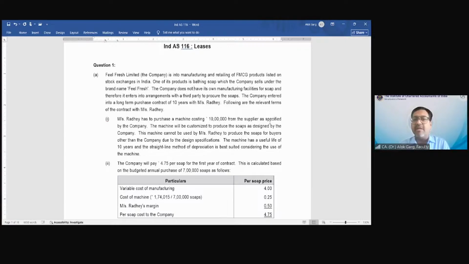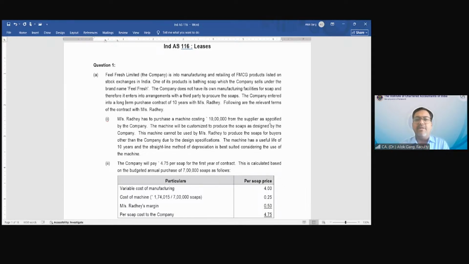The company does not have its own manufacturing facilities for soap, and therefore it enters into an arrangement with a third party to procure the soaps. So this company doesn't have a factory, and this company is entering into a contract with a third party on a job work model, on an outsourcing model.